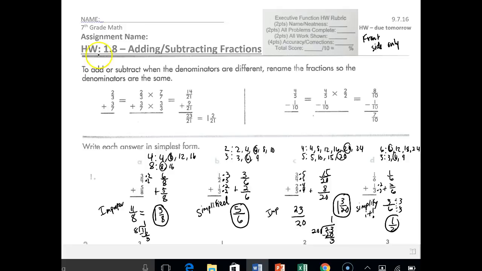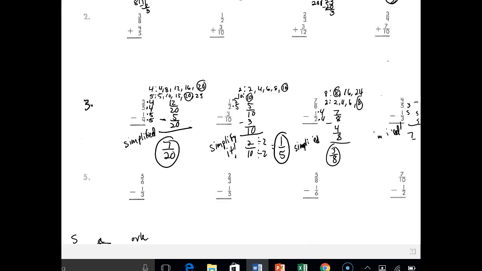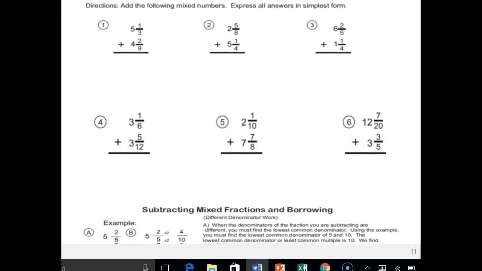So tonight I'm doing homework 1.8, but we're doing the backside. So go ahead and flip over to the backside, which was adding, subtracting mixed numbers. So here we go. Remember, the first thing you have to do is find a common denominator.